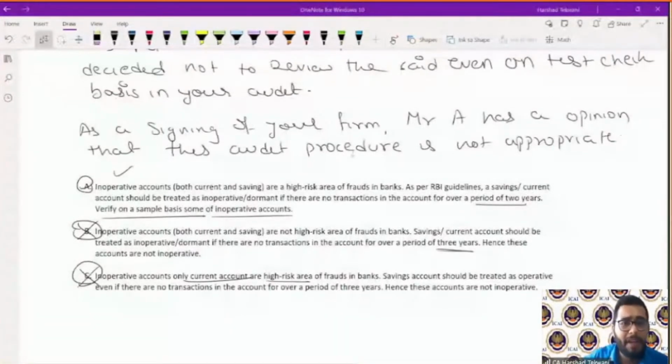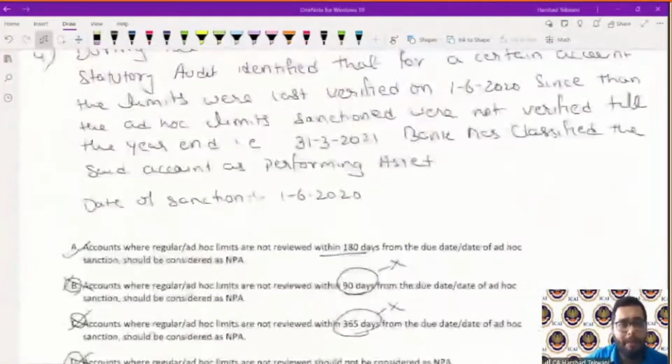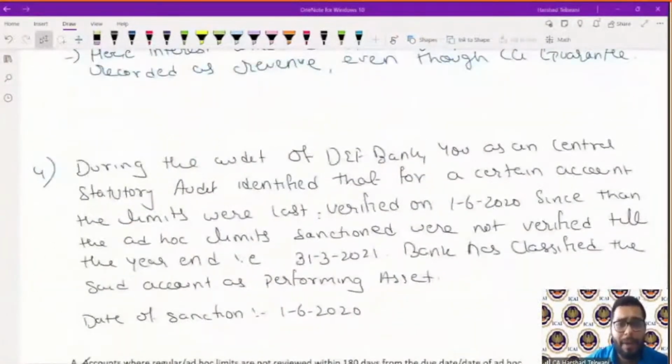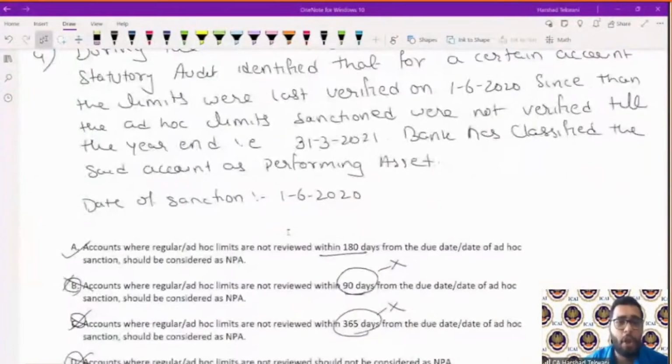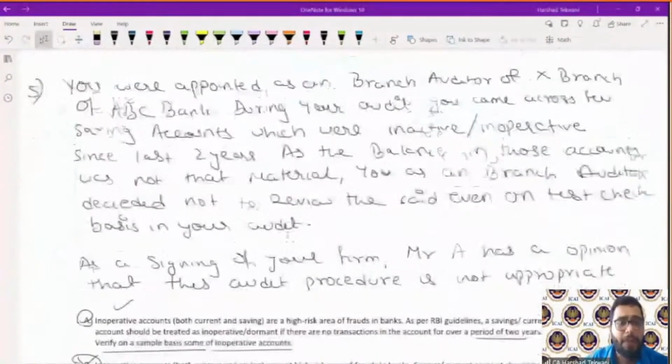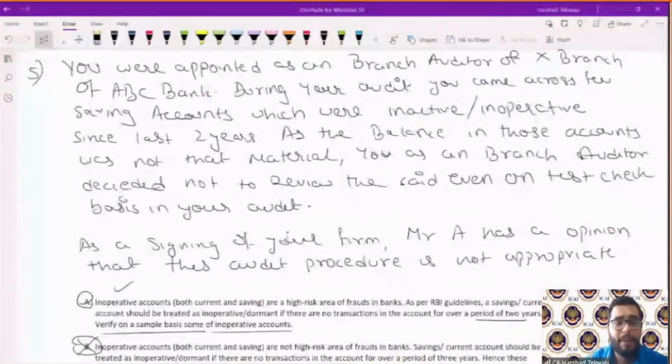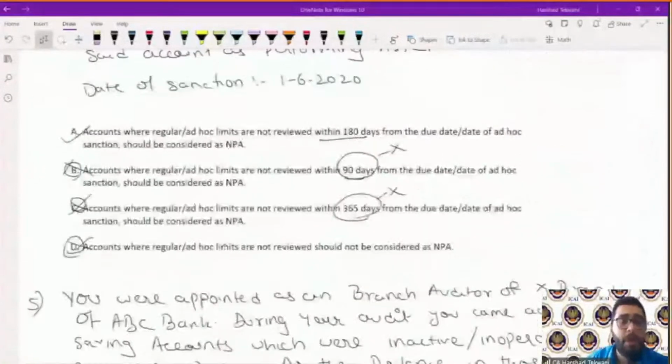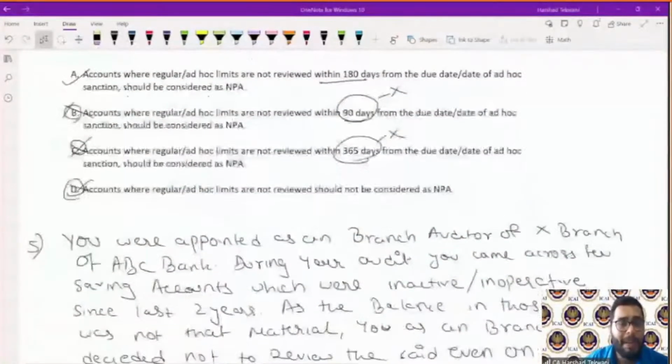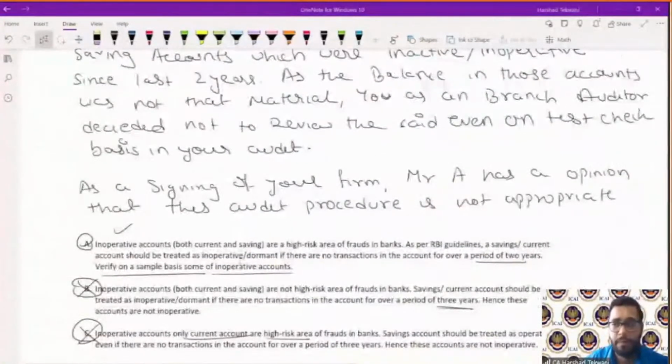So today we discussed, in bank audit, multiple types of provisions. We discussed the central government guarantee. We discussed the limits which were not sanctioned or which were not verified from the date of sanction. We discussed the inactive and inoperative provisions of an account. So we covered multiple areas of bank audit today.